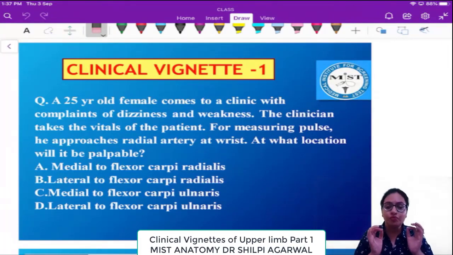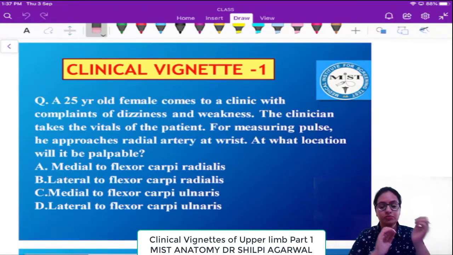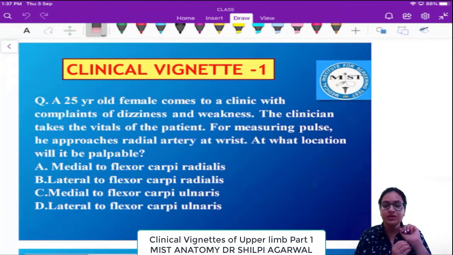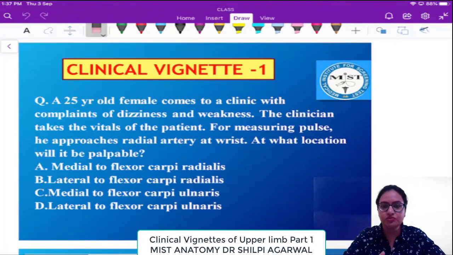Now at what location will it be palpable? So what is the location to palpate it? When you come to the wrist, you have to be clear at what position you will be palpating the radial artery. Now the options are: A is medial to flexor carpi radialis, B is lateral to flexor carpi radialis, C is medial to flexor carpi ulnaris, and D is lateral to flexor carpi ulnaris.